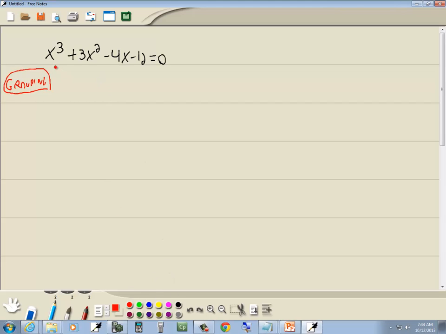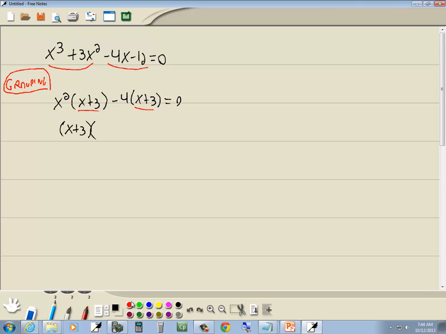Now with grouping, we want to group the first 2 terms together and group the last 2 terms together. The first 2 terms have an x squared in common, so I can factor that out, and that gives us x plus 3. Second group, they're both divisible by 4. My first term is negative, so I'll factor out a negative 4, and that gives us x plus 3. Now our goal with grouping is to get this parentheses the same as that, which it is. So I'll factor out an x plus 3 now.